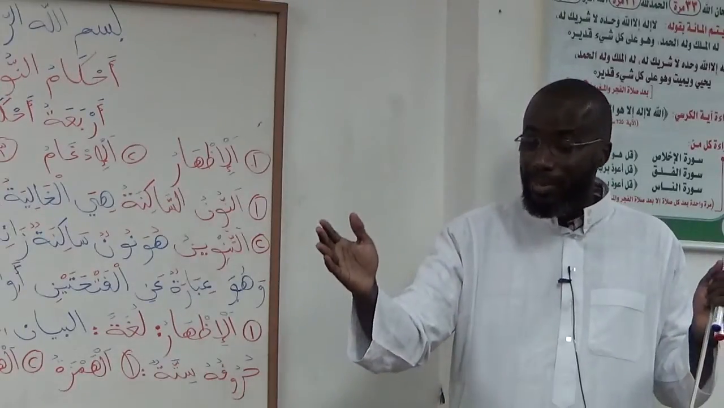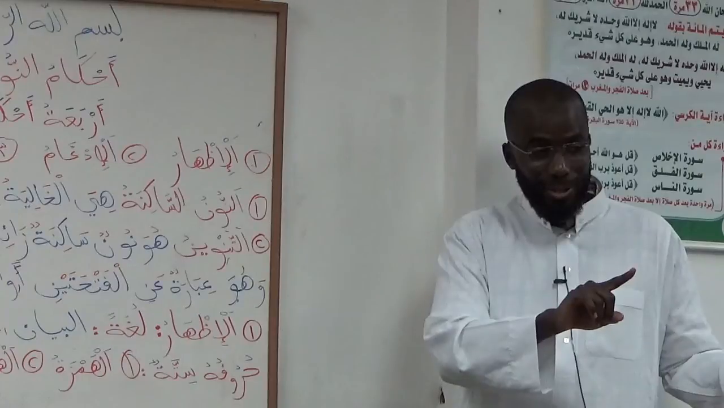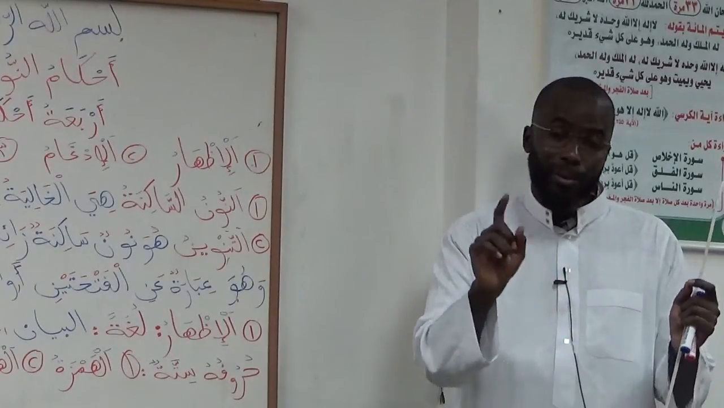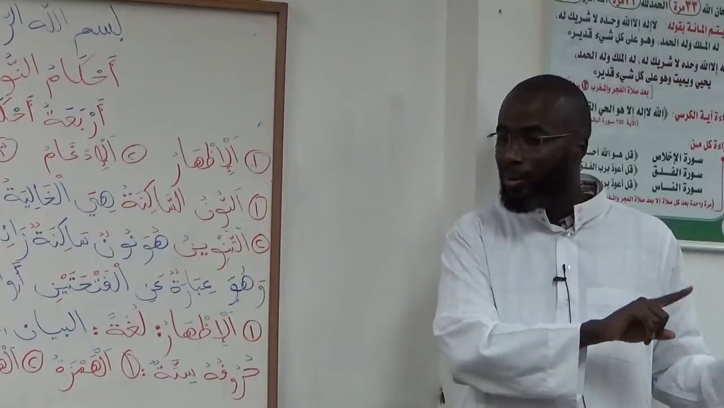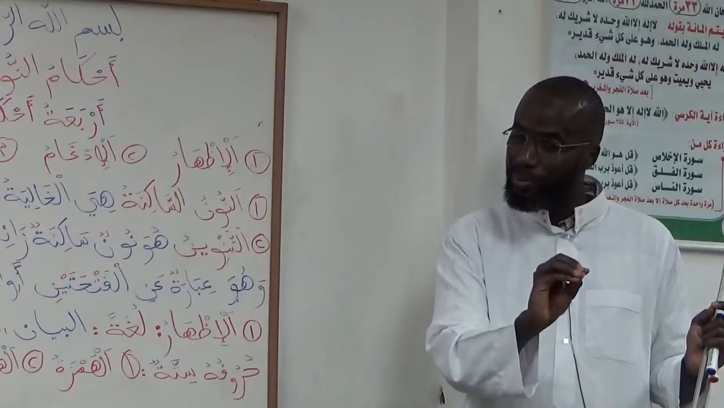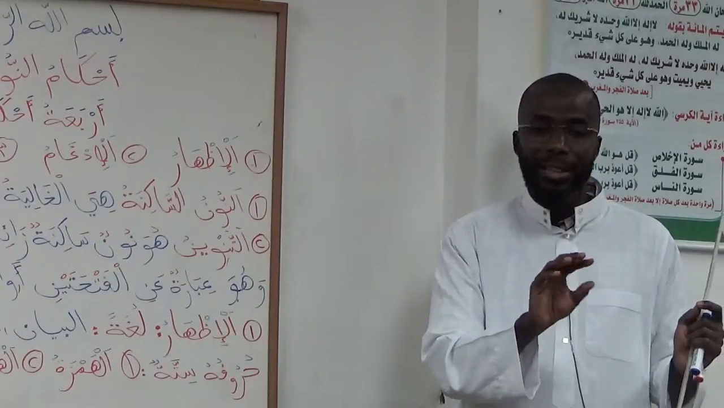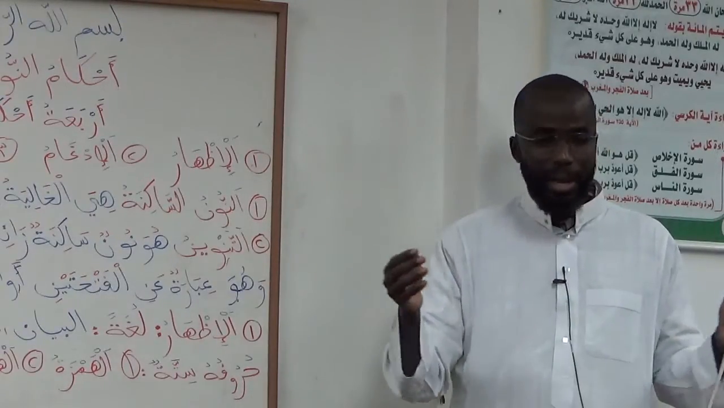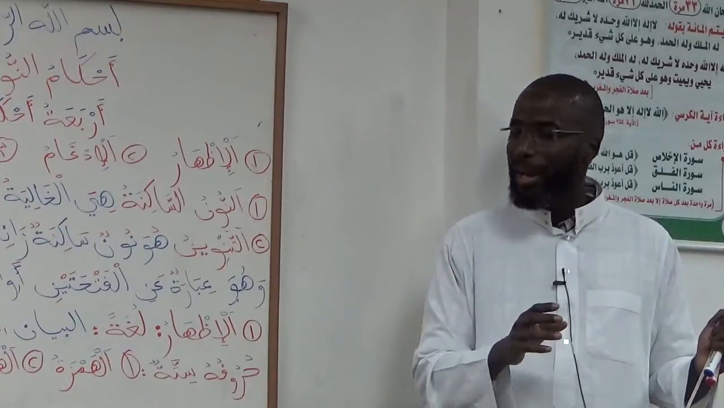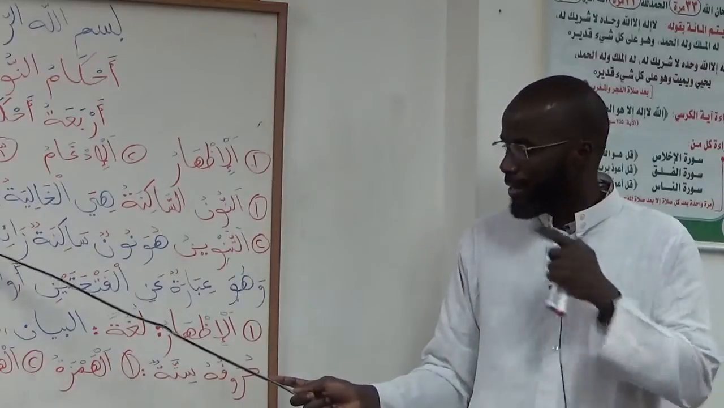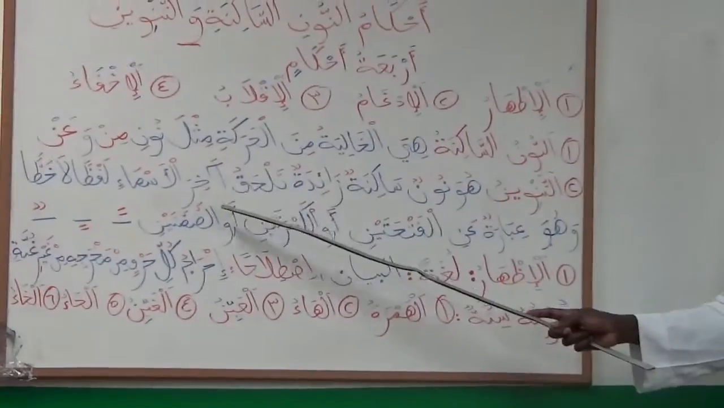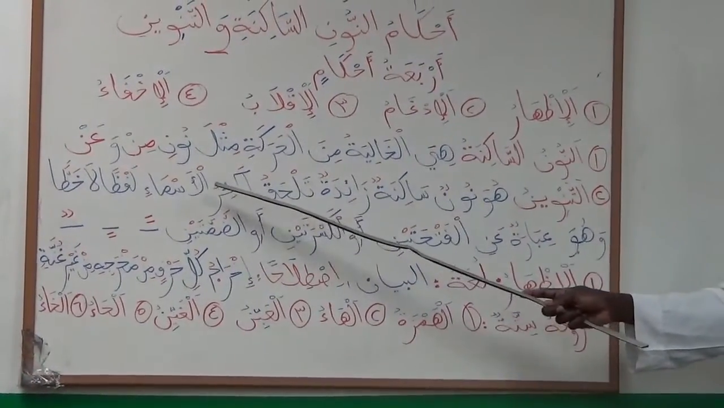Something has to be specific to ismu and does not overlap with fi'l. It does not overlap with only fi'l, but it does not overlap with harf either. And then you have to have something that is specific to fi'l, that will make it fi'l, that does not overlap with ism, and does not overlap with harf. And the same holds true, right? With harf.